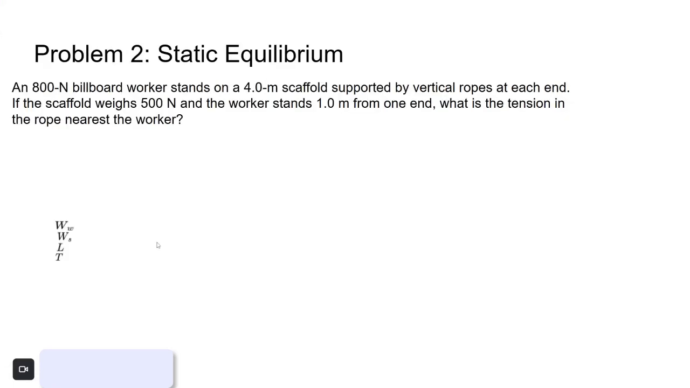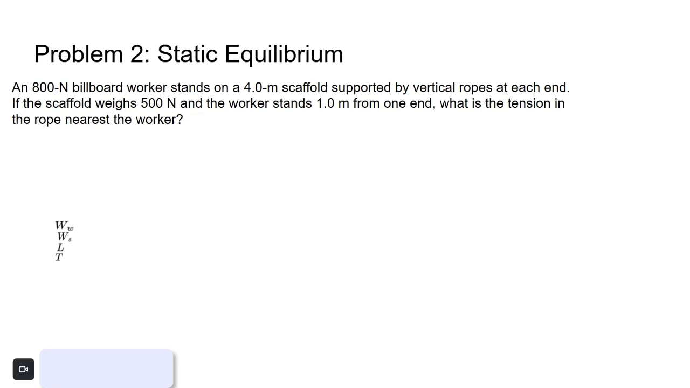So the next problem we'll do is a static equilibrium problem. I'll pause and give you a moment to solve this. So we've got this 800 Newton, if you read the question, we have this 800 Newton worker on a 4-meter scaffold. The scaffold itself isn't weightless, it's 500 Newtons, and it's held up by ropes on each end. So here's the question. Where does the worker need to stand? What is the tension in the rope nearest the worker? We need to find that.